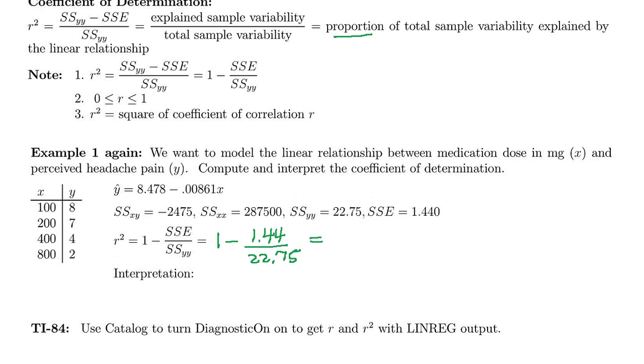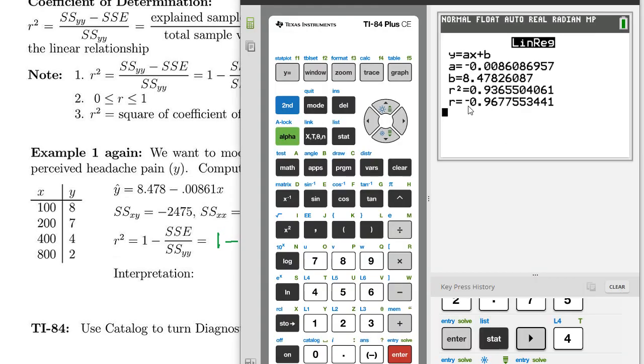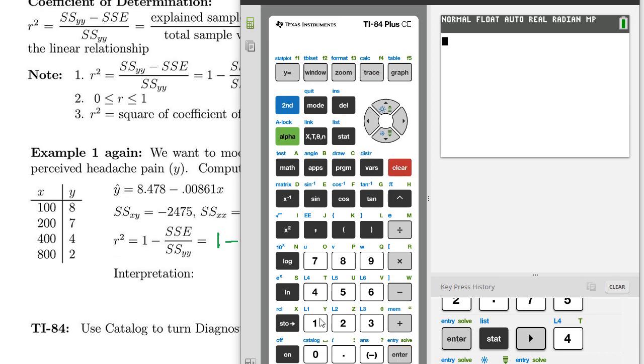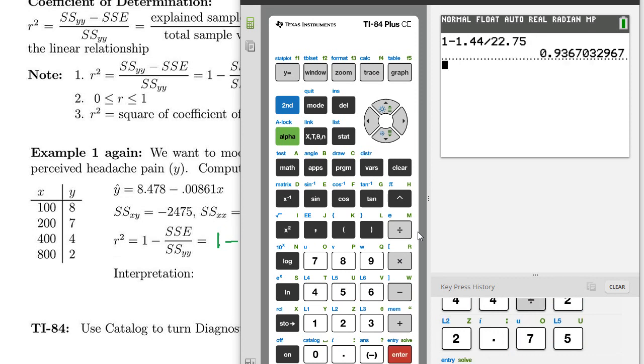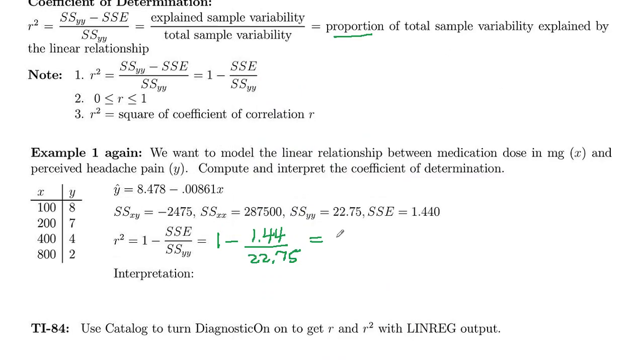Let's compute that on the calculator. Notice r squared, 0.93655 is what we got from the linear regression. So let's see here, 1 minus 1.44 divided by 22.75. And look, there's 0.9367. That's pretty close to what the calculator had given us for r squared before. So 0.9367.